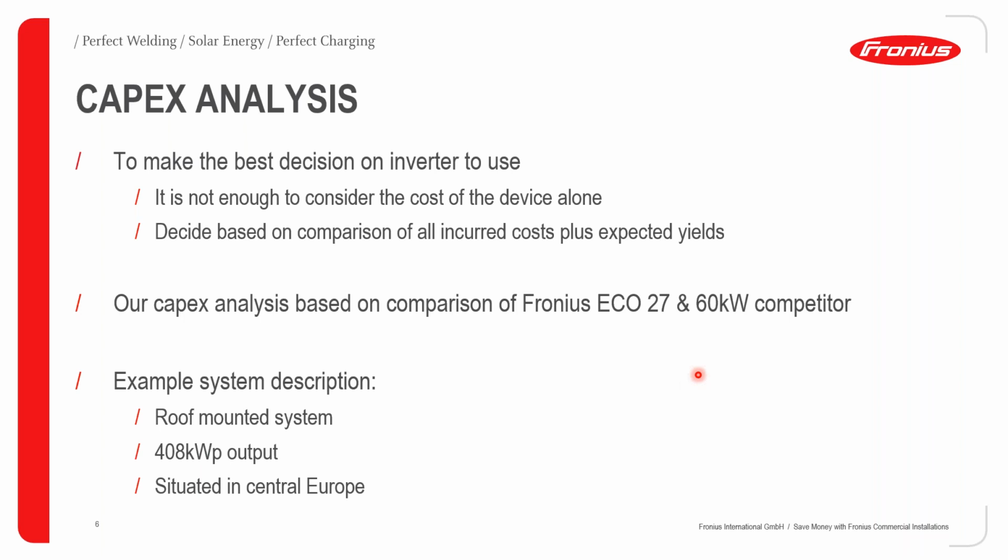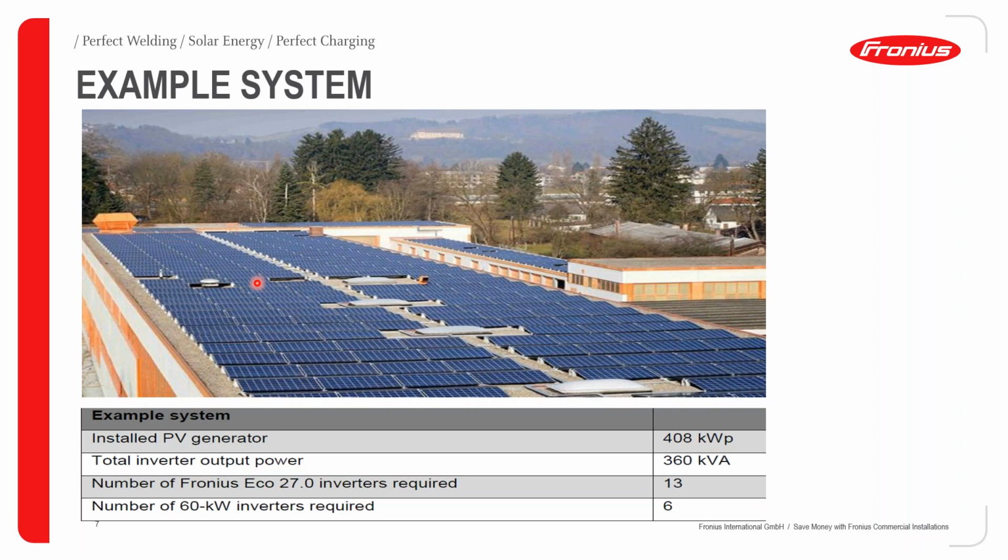So some more details into the example system that we are going to use for this CAPEX analysis. It's a roof-mounted system, and the total output is 408 kilowatt peak. That is on the PV side, and it is situated somewhere in Central Europe. So we can see a photo of the exact system here.